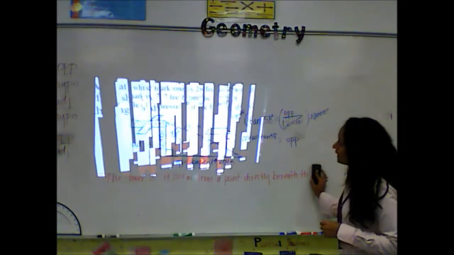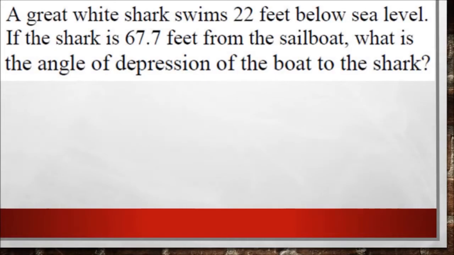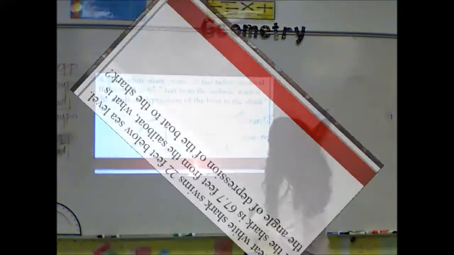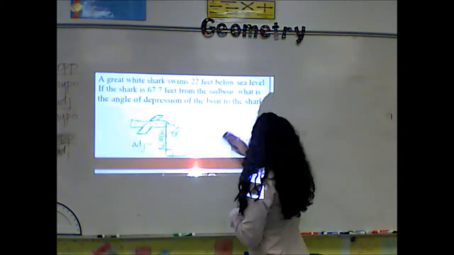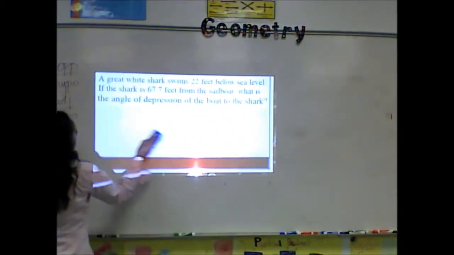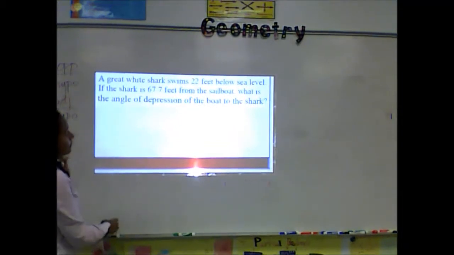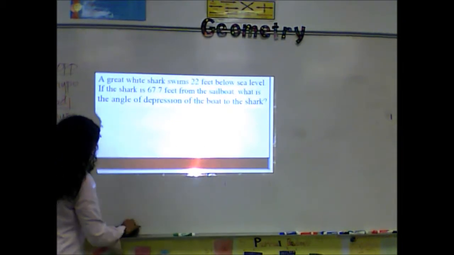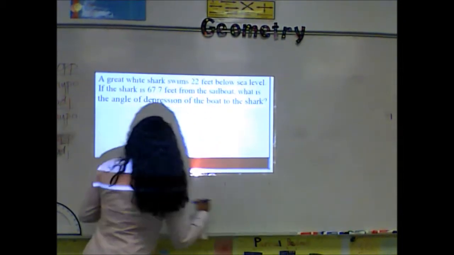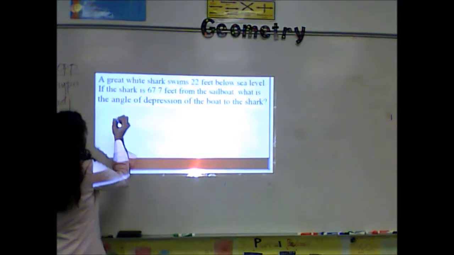All right, last question. A great white shark swims 22 feet below sea level. If the shark is 67.7 feet from the sailboat, what is the angle of depression of the boat to the shark? So we have a boat. The boat is obviously at sea level.